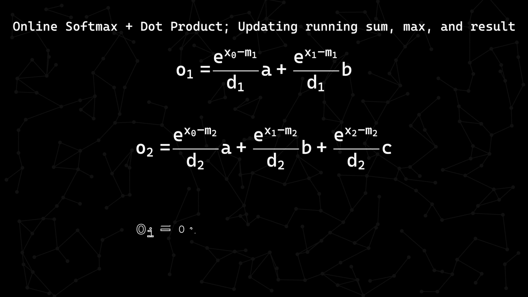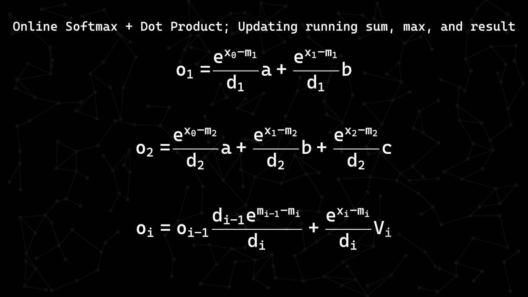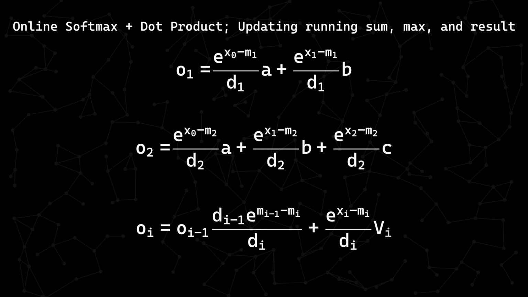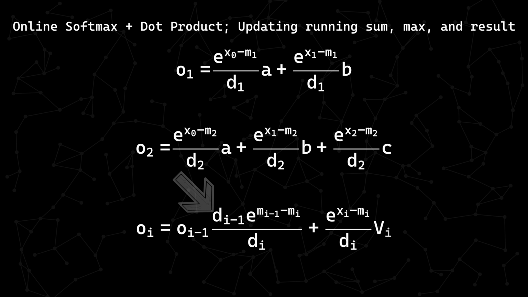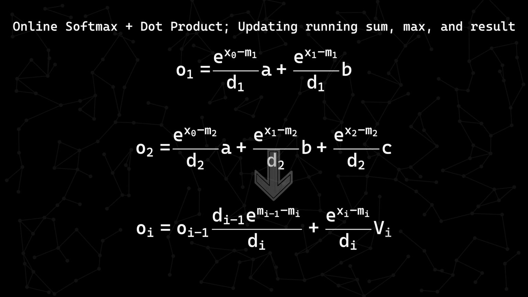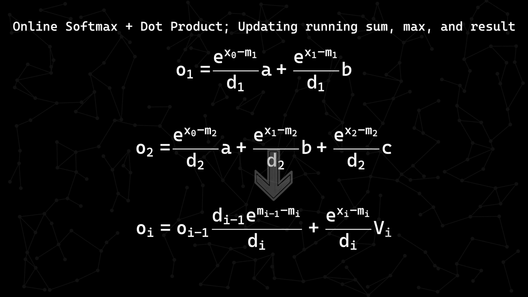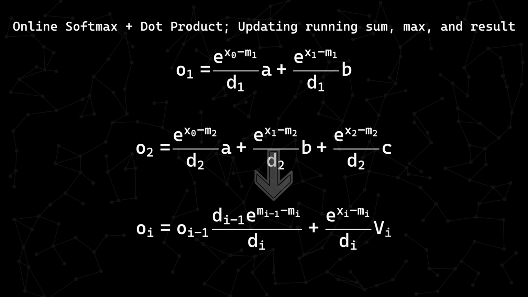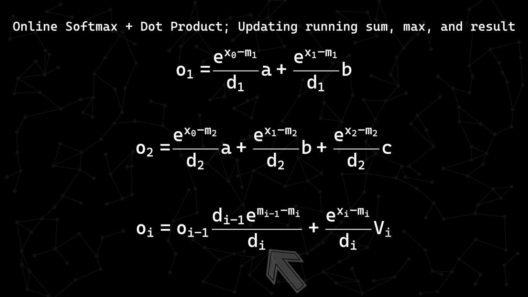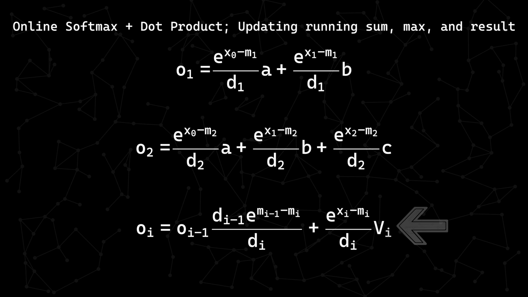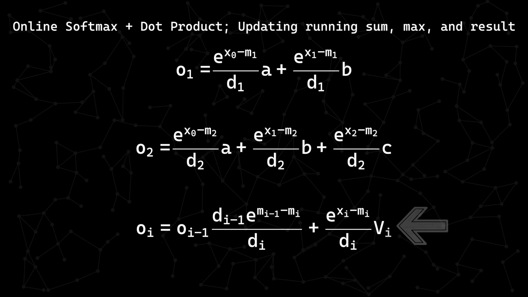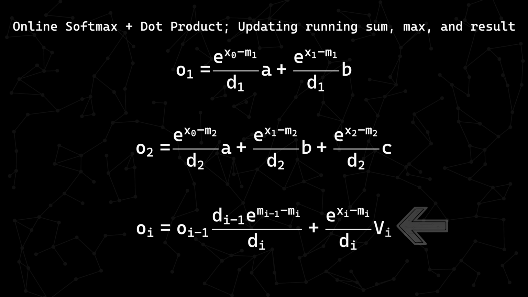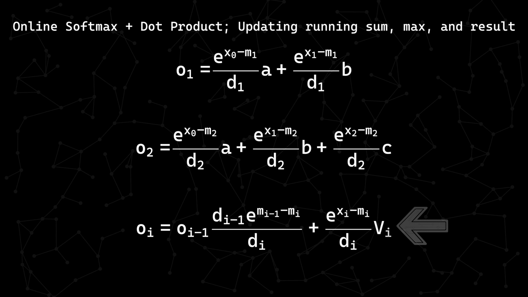Let's take a look at the final equation summarizing what steps we just went through. Again, we can see the general case for updating our running result is to first multiply the old running result by the old running sum, then multiply by e raised to the old max minus new max. When the max doesn't change, this simplifies to e raised to 0. Then we divide by the new running sum. And finally, we add the new component to the running result, the next element from our softmax vector divided by the running sum multiplied by the element from our column vector.